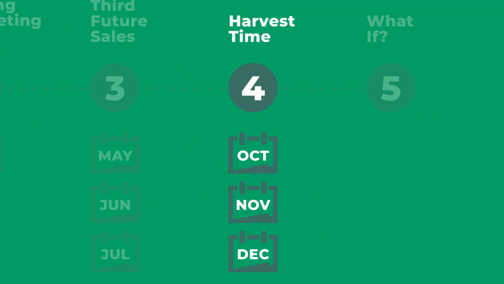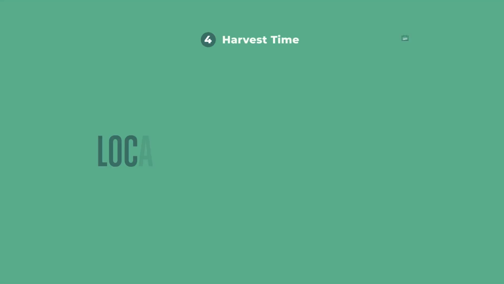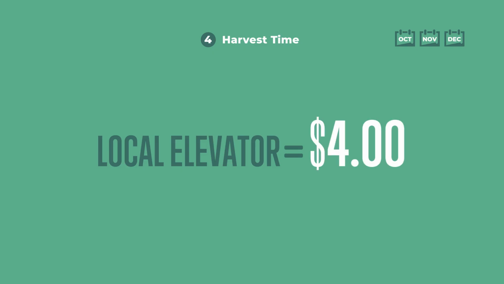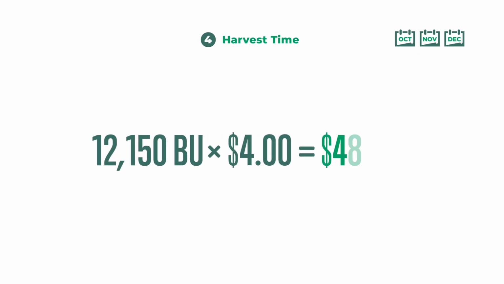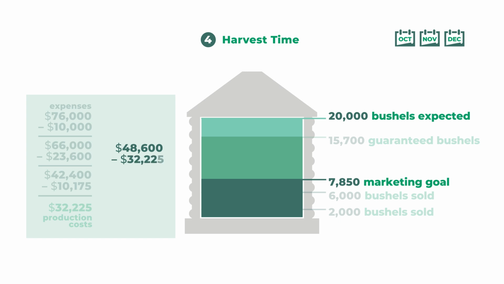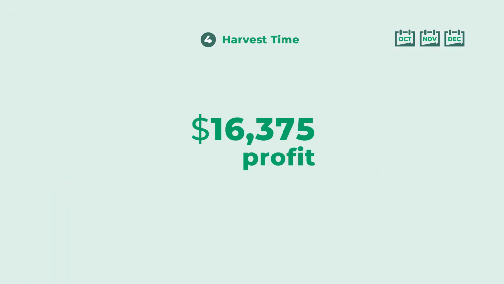Rolling forward to fall, it's harvest time, and you are happy to discover that you did indeed produce 200 bushels per acre as expected. You call your local elevator and get a harvest price of $4 and sell your remaining 12,150 bushels, giving you a final sale of $48,600. Take your last sale, $48,600, minus your remaining expenses, $32,225, and you've turned a profit of $16,375. So, we were able to forward contract with confidence because of the crop insurance guarantee we had, and it paid off.